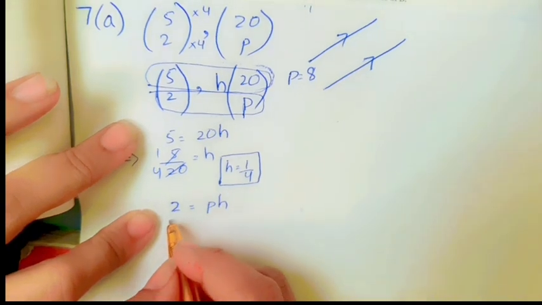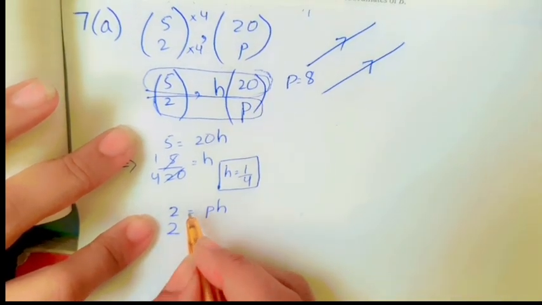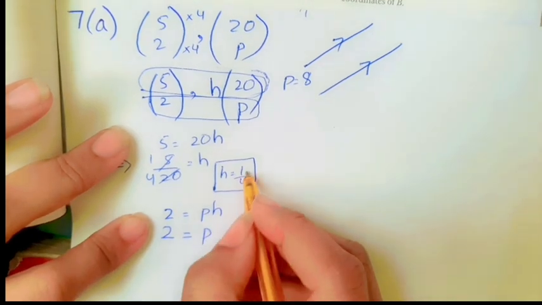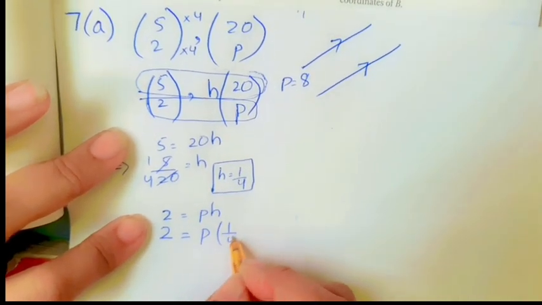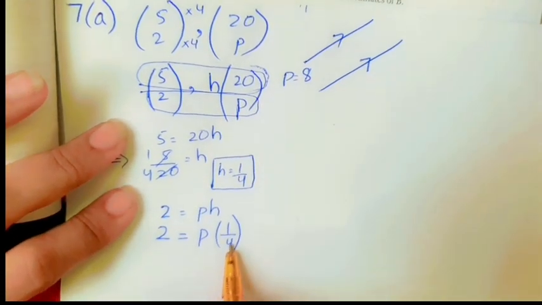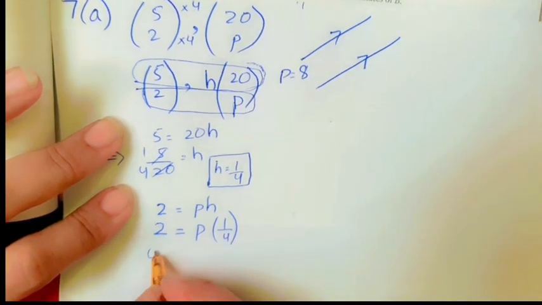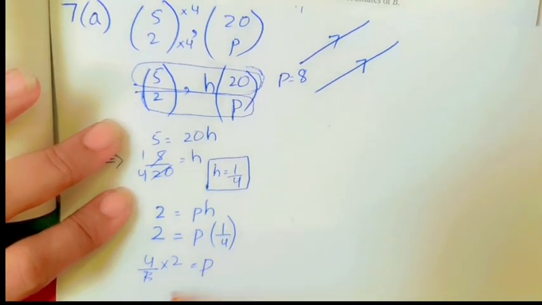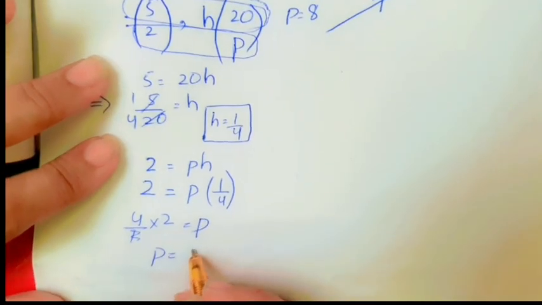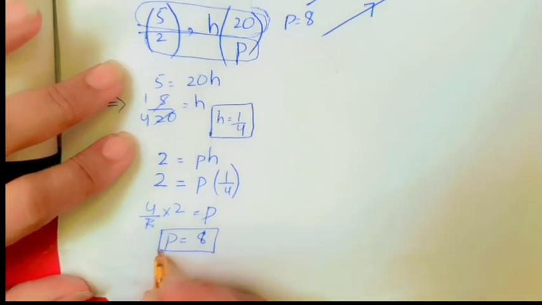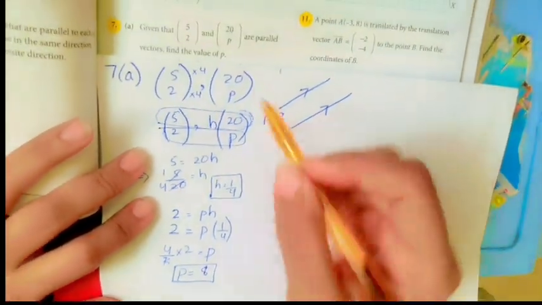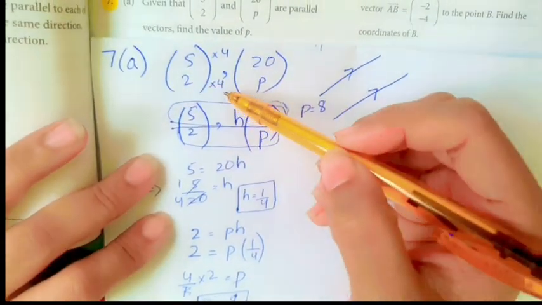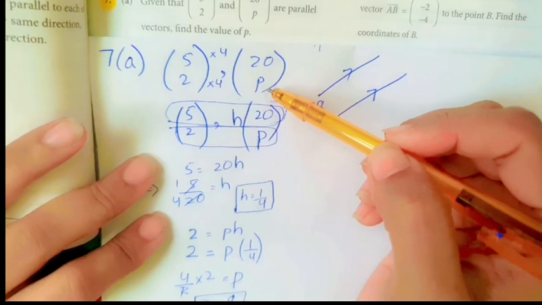I will write 2 as it is, equal to. The value of p I don't know, and the value of h is 1 upon 4. If we shift 1 upon 4 to this side, it would be 4 upon 1, or we can write 4, equal to p. So the value of p is 4 times 2, which is 8. So now you understood. If we want to do simply, it's 5 times 4 is 20, so 2 times 4 is the value of p.